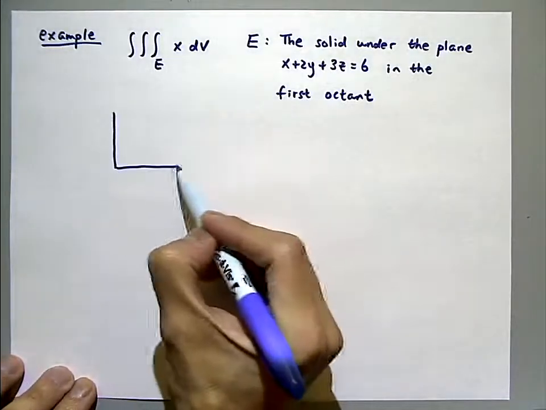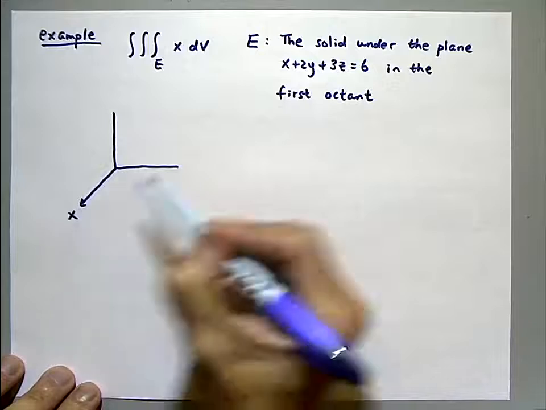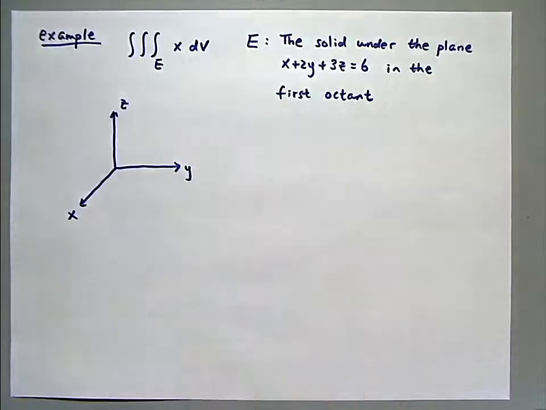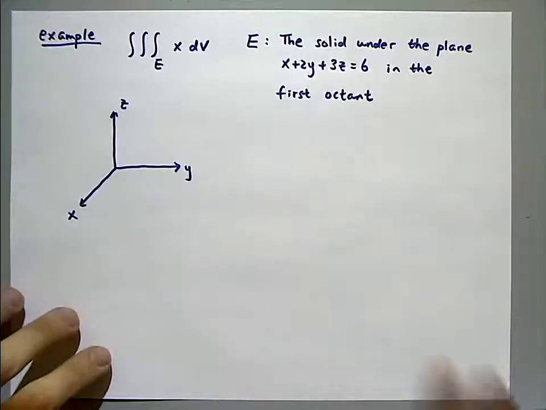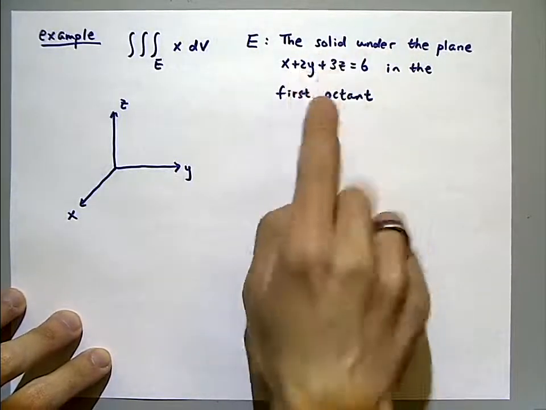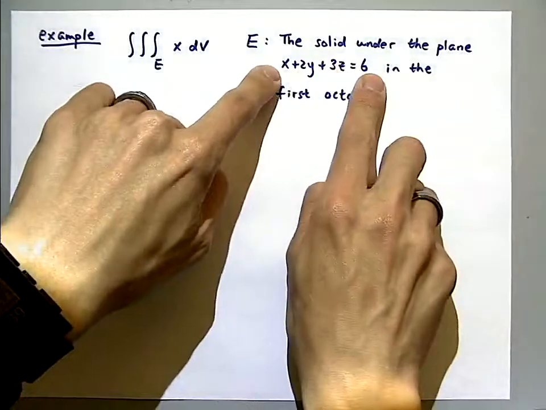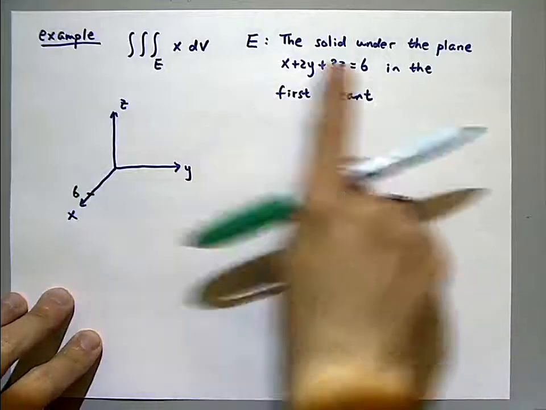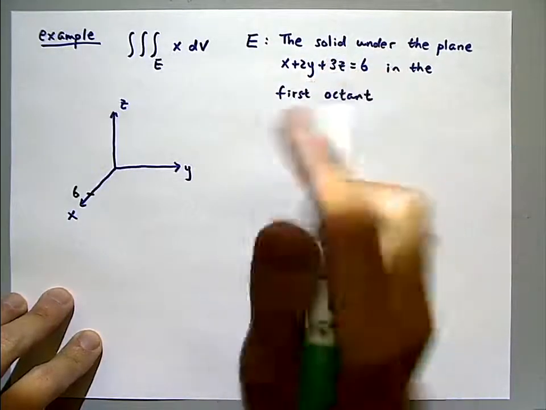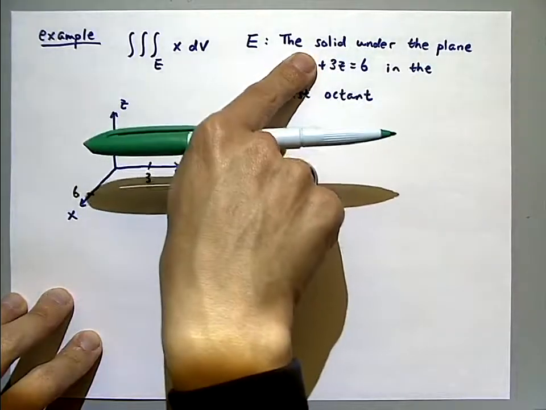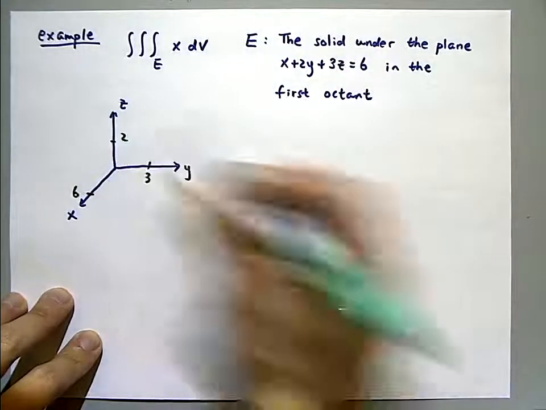Okay, so let's make a rough sketch of this solid that we're dealing with. Last time you saw how you could sketch this pretty easily. Basically, you make 2 of these variables 0, 2 at a time, and then you can find out the intercepts. So if y and z are 0, x is equal to 6. So this thing will intersect the x-axis at 6. If x and z are 0, then y has to be 3. So the y-intercept is 3. If x and y are 0, then z is 2. The z-intercept, therefore, is 2.